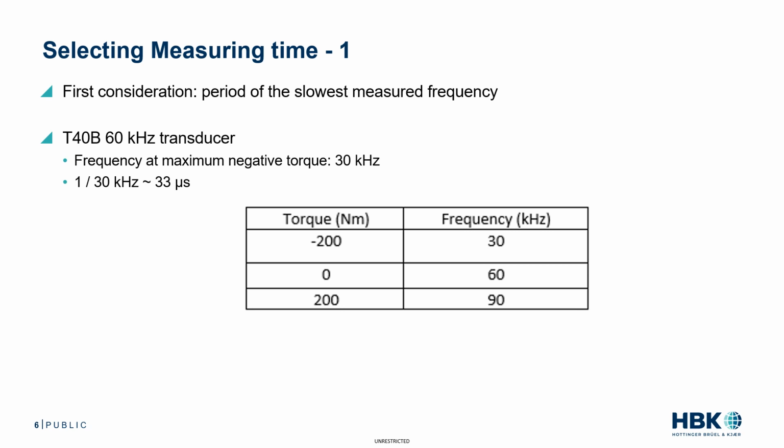To determine the appropriate measuring time selection, the user needs to consider two variables: the period of the slowest measured frequency and the required accuracy of the measurement. The torque sensor will output the slowest frequency when it is measuring maximum negative torque. For our example transducer, the lowest frequency is 30 kHz, which corresponds to a period of approximately 33 microseconds. In order to measure at least one period in every measuring time window, the measuring time must be at least 50 microseconds.